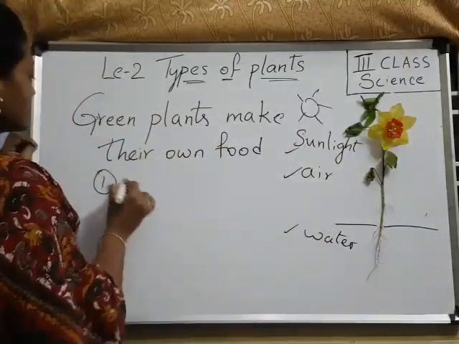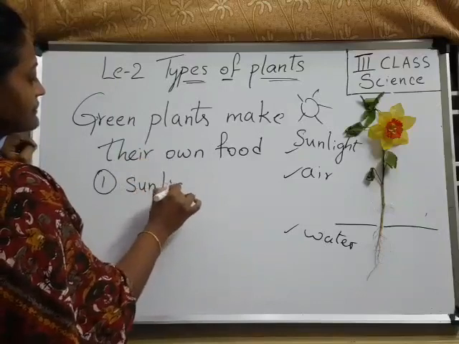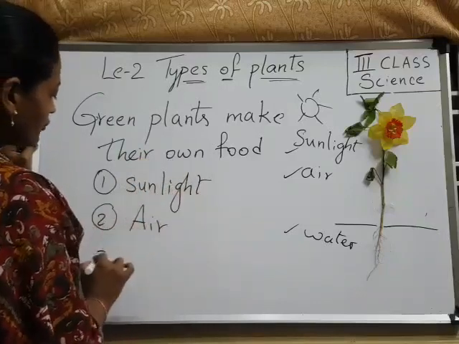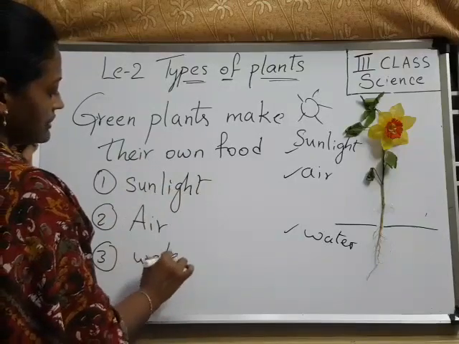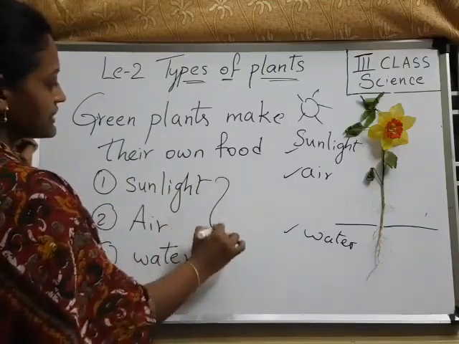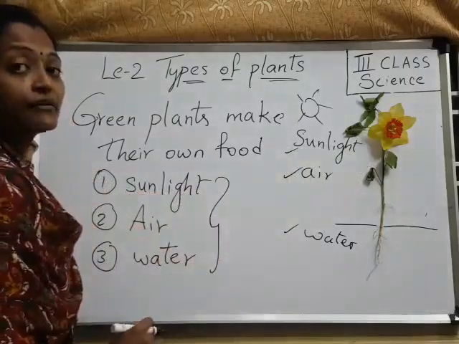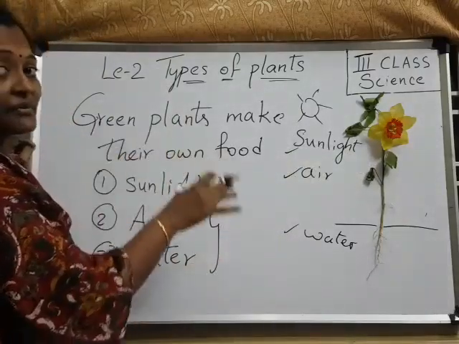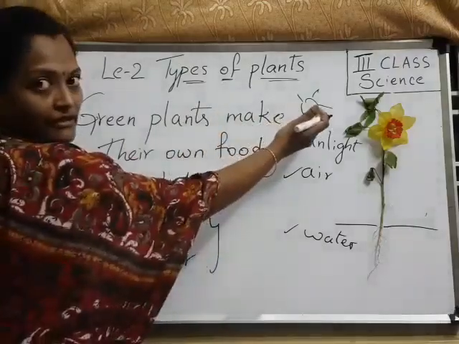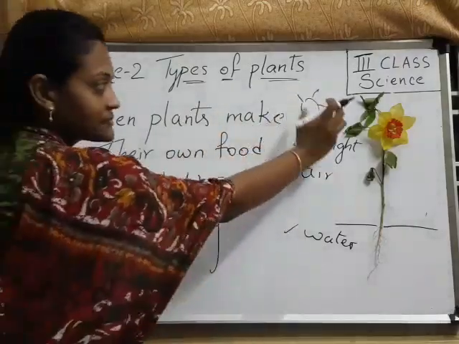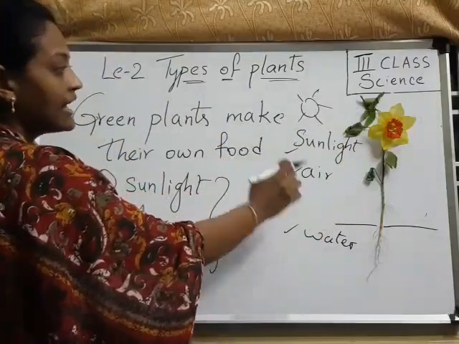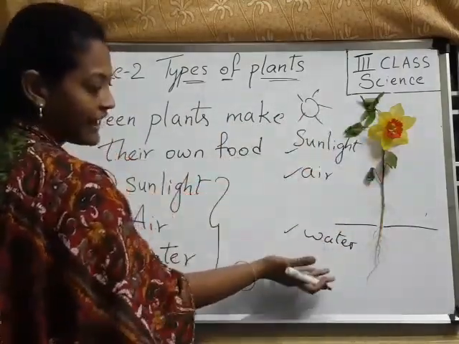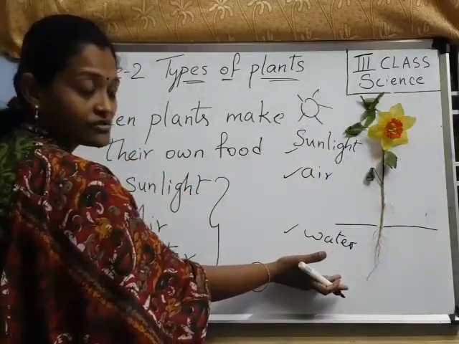So these three things, sunlight, air and water: by using these three, the plant prepares its own food. Understood? Only the green plants, that too. Why? Because only the green plants can absorb sunlight, and they take air from the surroundings and water from the soil. Understood?